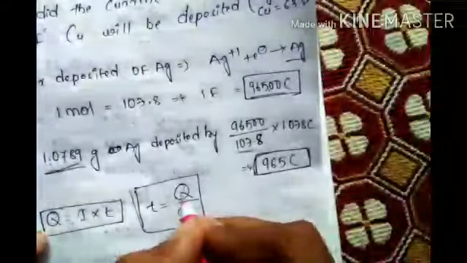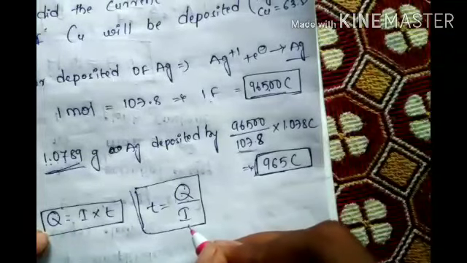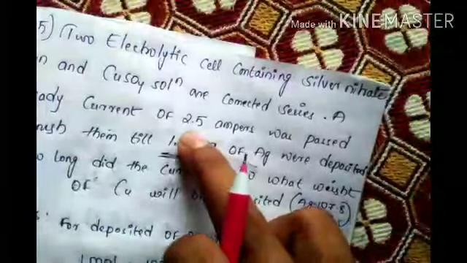So Q is what? Quantity of electricity. How much? This much. I is what? Amperes. How many amperes? 2.5. So Q we got it, quantity of electricity, and they also gave I as 2.5.